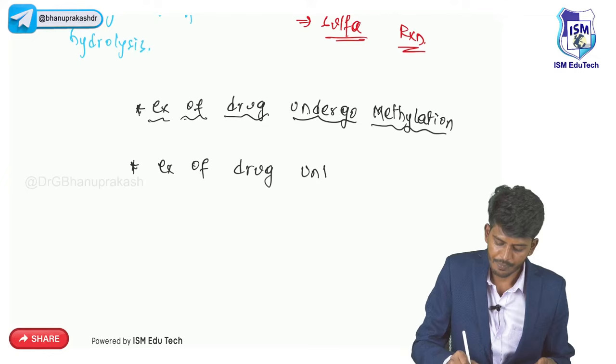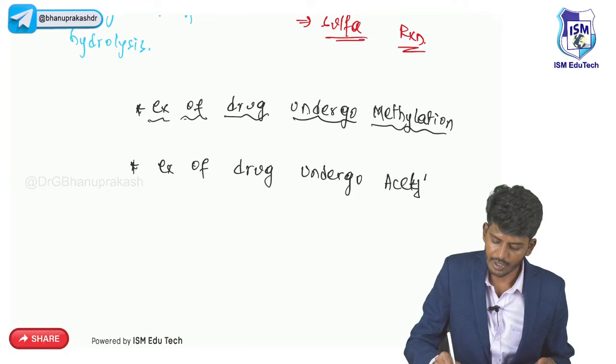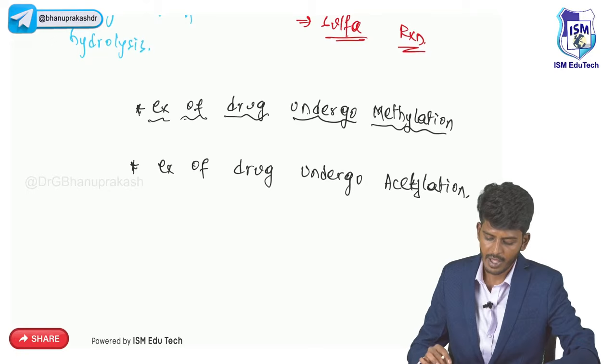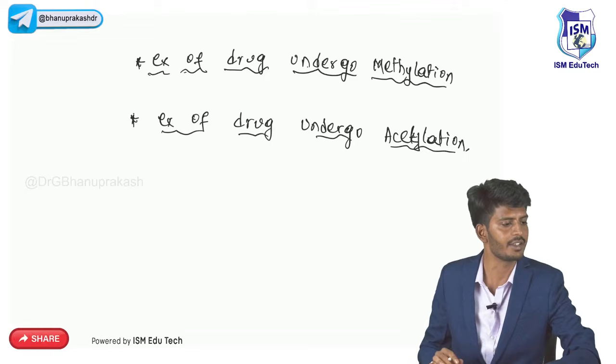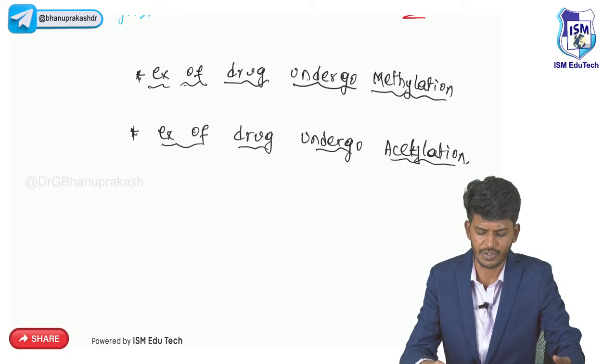Examples of the drugs which undergo acetylation. Now, methylation has many groups of drugs which are less important, but the examples of drugs which undergo acetylation are very important. There are a few antibiotics which undergo methylation reaction, but the drugs which undergo acetylation are very important.